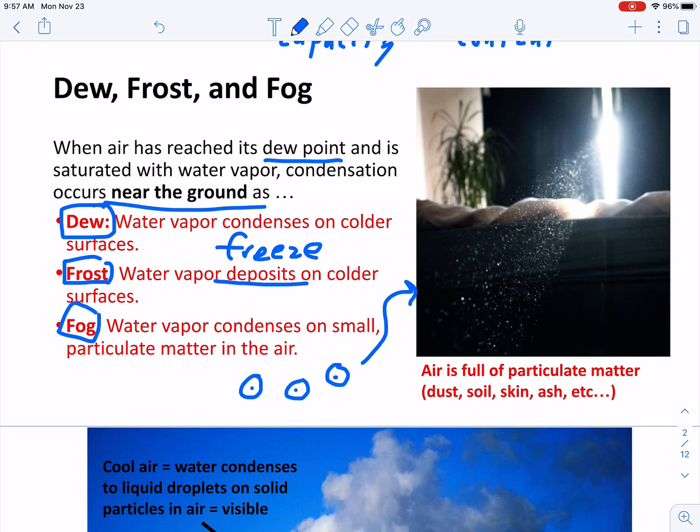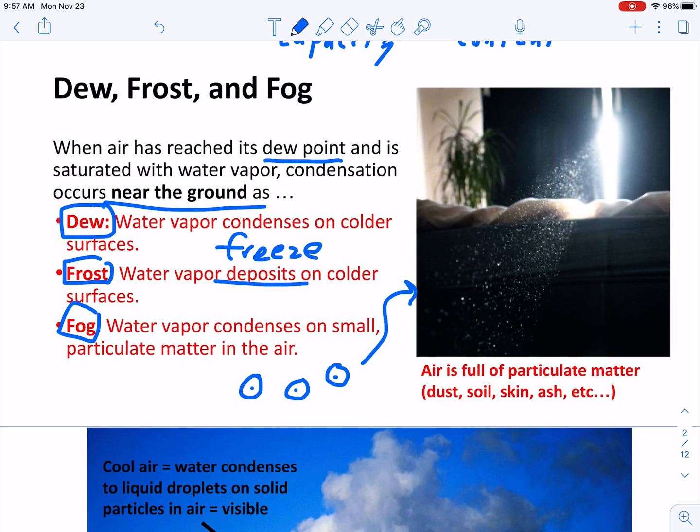It always is, right? I'm sure some of you have noticed this in your house. If there's a beam of light coming through, air is not clean. You can see it here. There's tons and tons of little tiny particles all over the place. And so water can actually condense onto those. That's what creates fog. So it's full of all those little particles.